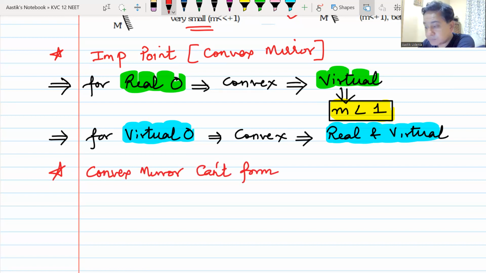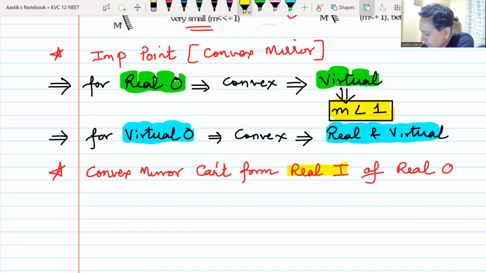Yes. Again, just apply a bit of inference. It cannot form a real image for a real object. Yes, my dear friends, now we are talking. It cannot form a real image of a real object. If you understand this, I must congratulate you that you have done a really good thing.